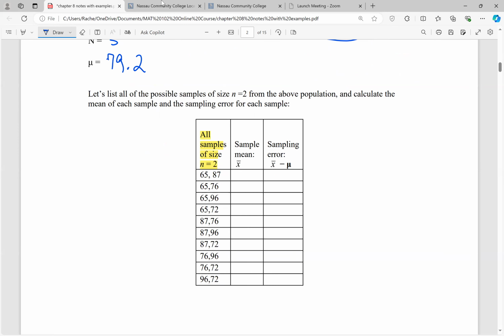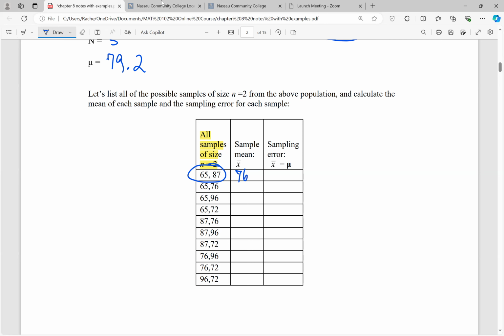Now what I want you to do is I want you to calculate the sample mean X bar for each one of these samples. So I'll do the first one with you. So 65 and 87, what's the mean of that sample? And there's only 2 data values. So add up 65 and 87, divide by 2. You should get 76.